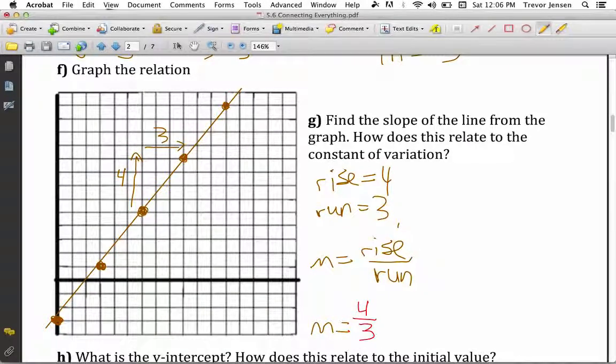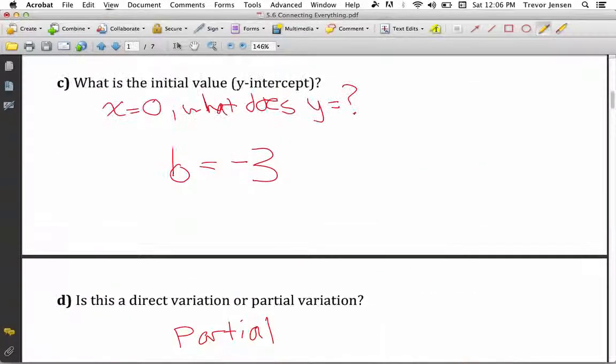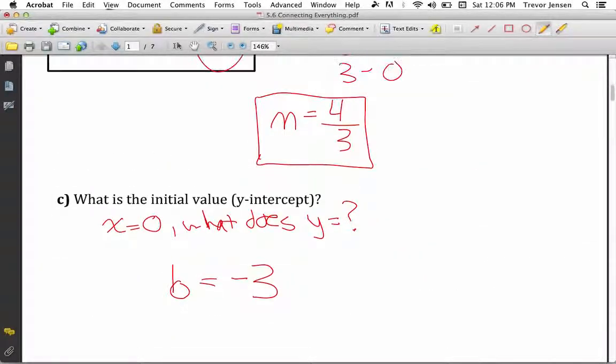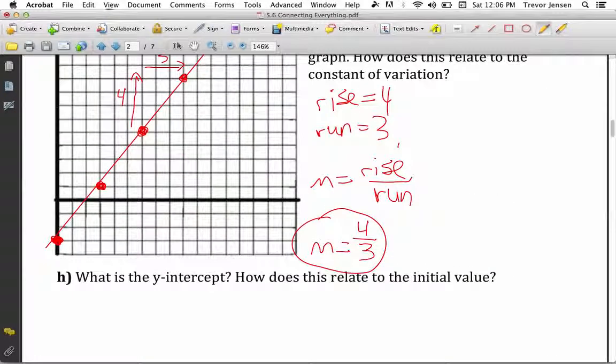So hopefully you noticed that the slope we calculated using the graph is exactly the same as the constant of variation we calculated using our table of values back in part B of the question. Okay, so the slope is the same as the constant of variation.